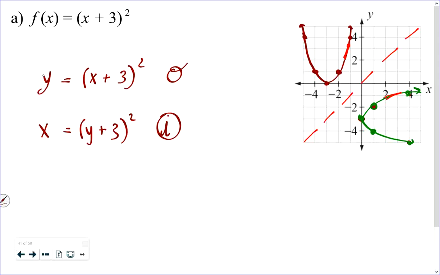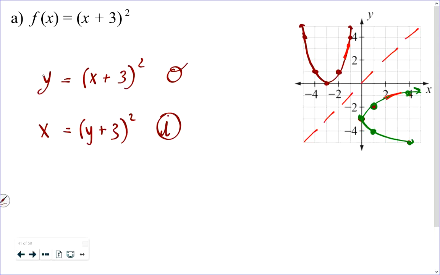So two things are being done to y at this point in time. One, 3 is being added to y. Two, the result is being squared. We have to unwrap those things in the opposite order. So 3 is being added first and then it's being squared. To unwrap it, we get rid of the squared, then we get rid of the 3.